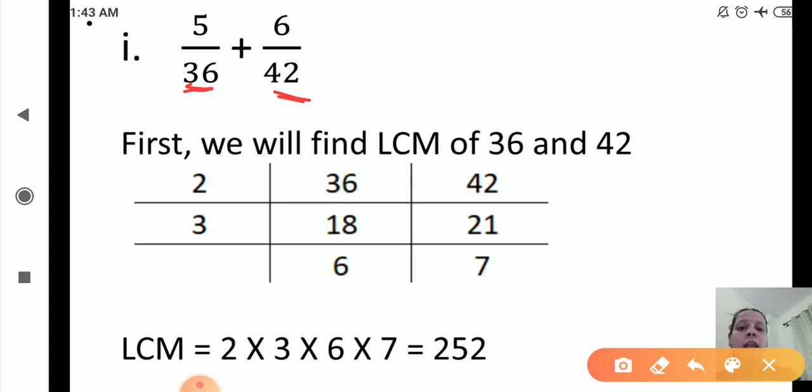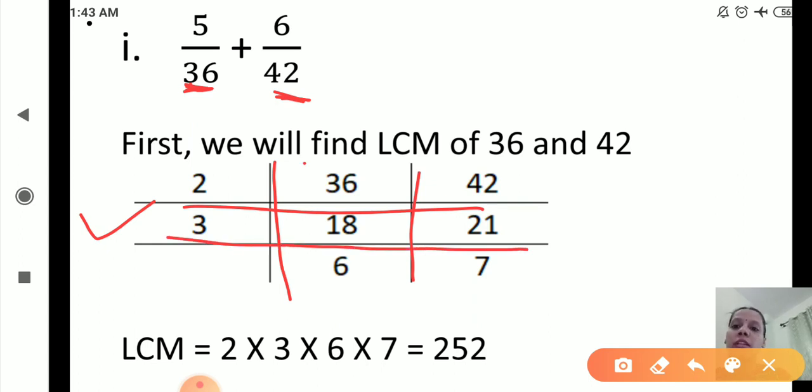So first we will find LCM of 36 and 42. This is the method to find out LCM. We have studied it last year. So first you will draw this column like this. Then you will write down 36 first, then 42. Now see, 36 and 42 both the numbers are divisible by any single number. Yes, both the numbers are divisible by which number? 2, right. So here we will write down 2 because 36 and 42 both the numbers are divisible by 2.